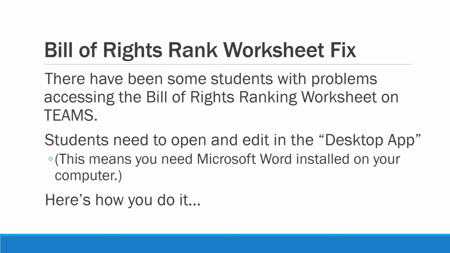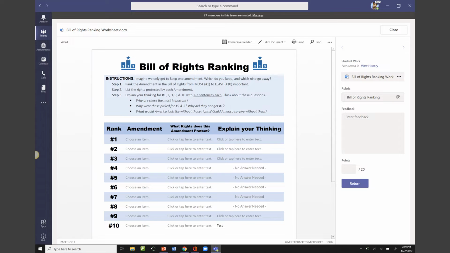So let me show you how to open up in the desktop app. First, you need to go into Teams and find the assignment. Here it is, and what you need to do is click on Edit Document. From there, you click on Edit in Desktop App.